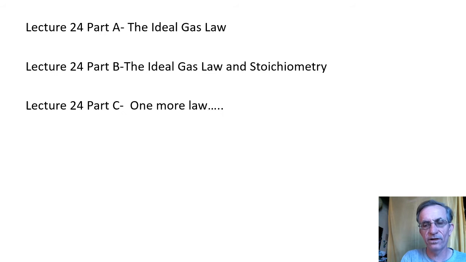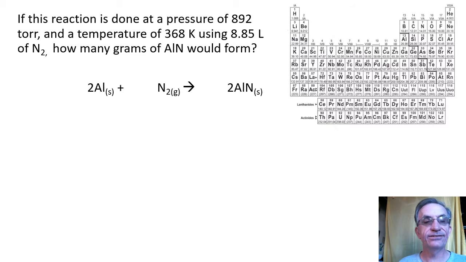All right, let's flip over. We'll get started. All right, let's do this example. It says if this reaction is done at a pressure of 892 torr and a temperature of 368 Kelvin using 8.85 liters of nitrogen, how many grams of, I guess, AlN, aluminum nitride would form? How many grams of this are we going to make? All right. Now, let's see, what have they given us? Well, they've given us a lot of information about nitrogen, actually.